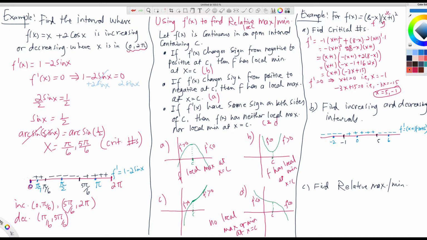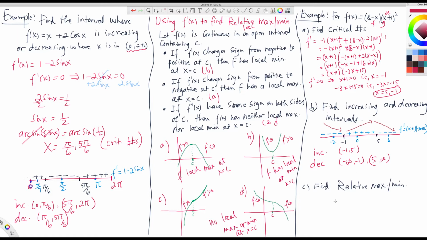So what do you think about the increasing and decreasing pattern here? I see this is decreasing, this is increasing, and this is decreasing in these pieces, right? So you can say it is increasing in the interval negative 1 through 5, and decreasing in two intervals. What are the intervals? Negative infinity to negative 1. Left of negative 1, it is negative, negative, negative, so it is decreasing. Another interval is 5 through positive infinity. That is also a decreasing interval.